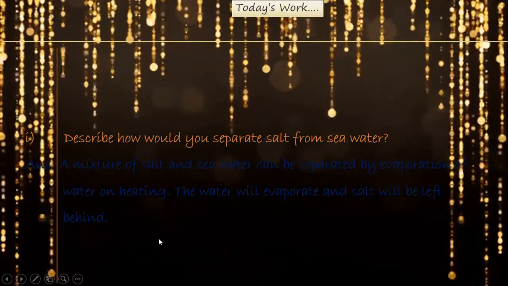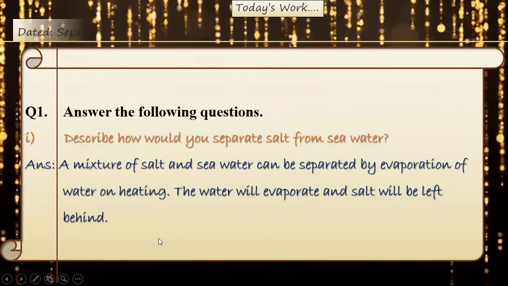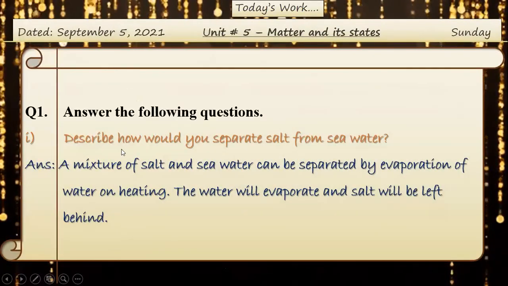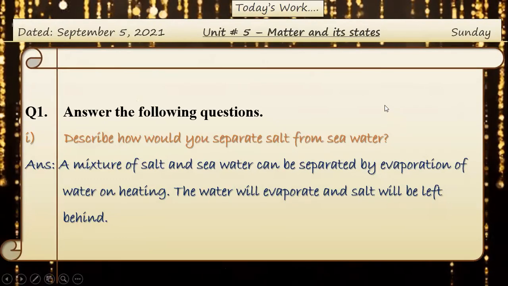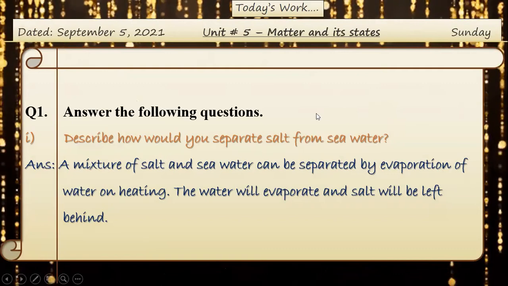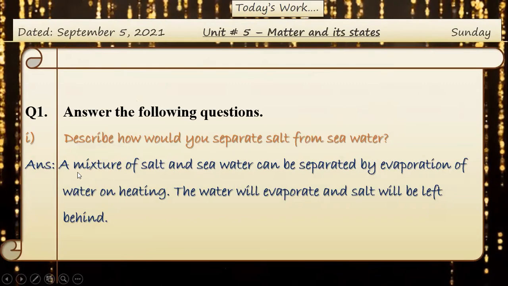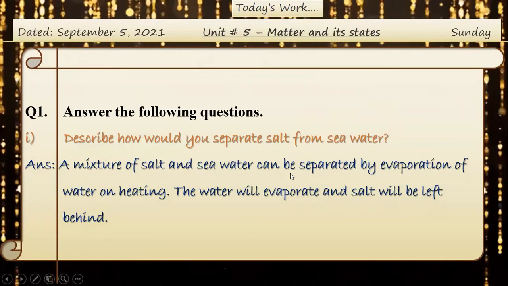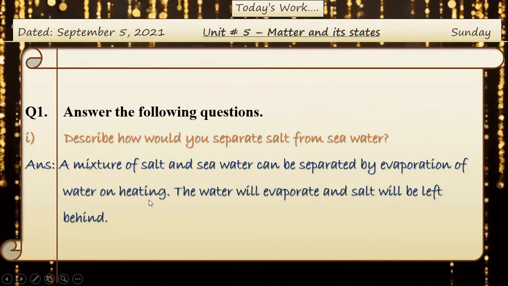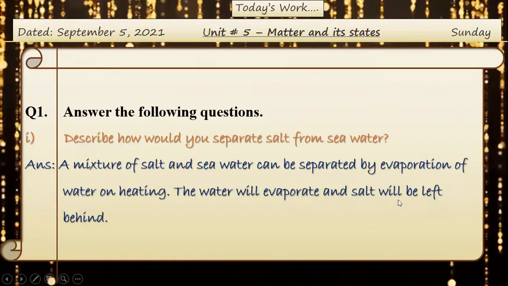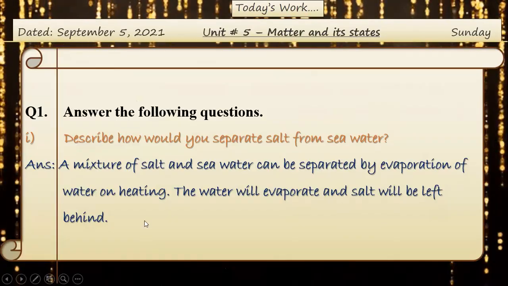Next, part I. Describe how you would separate salt from seawater. We are using the evaporation method. Just as we discussed before, a mixture of salt and seawater can be separated by evaporation of water. On heating, the water will evaporate and salt will be left behind.